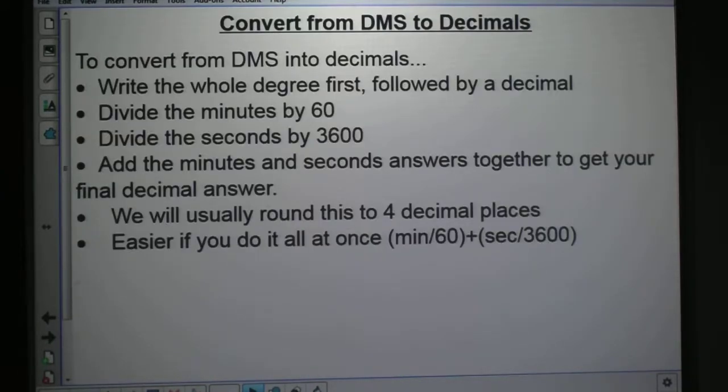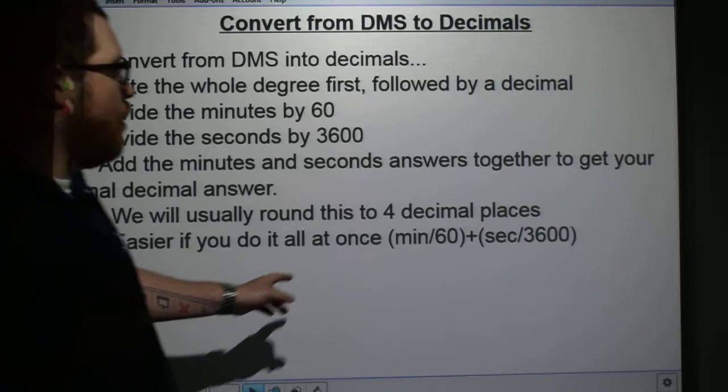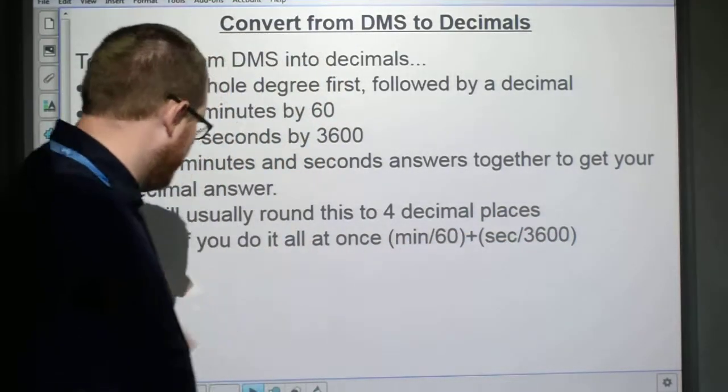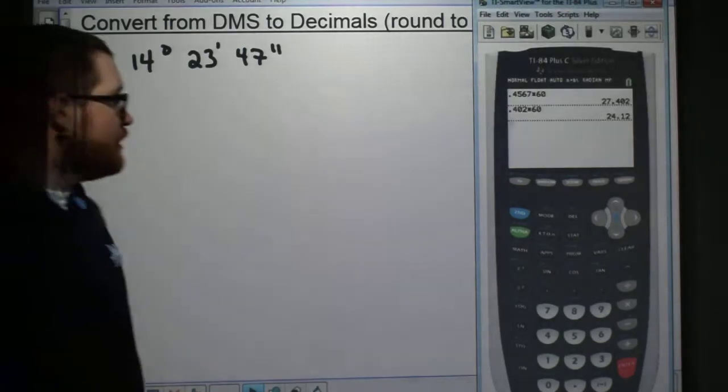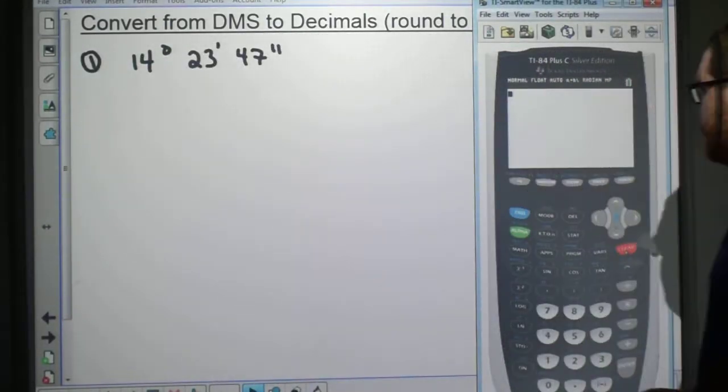Well, how about going back? Again, we're going to write the degree first, the whole number. We're going to divide the minutes by 60 because there's 60 minutes in a degree. We're going to divide the seconds by 3,600 because there's 3,600 seconds in a degree. And then we're going to add them together and we'll round to 4 decimal places. And we're going to do this all at once. So, 14 degrees, 23 minutes, 47 seconds. Let's use the calculator to do all that at once.